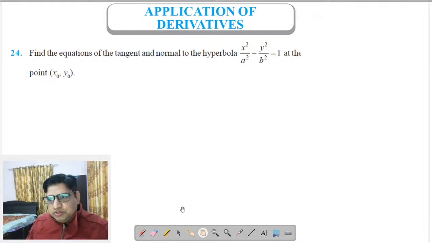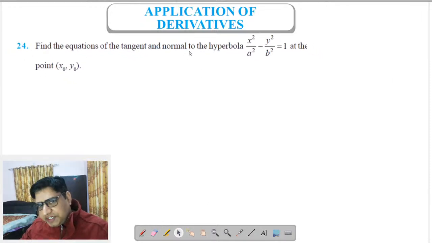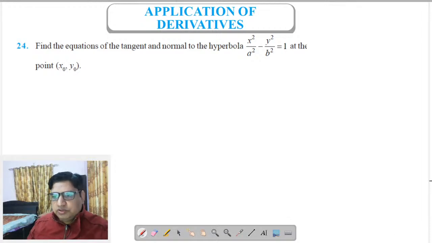So what we need to do in this case is, we need to find the equation of the tangent and normal to the hyperbola.